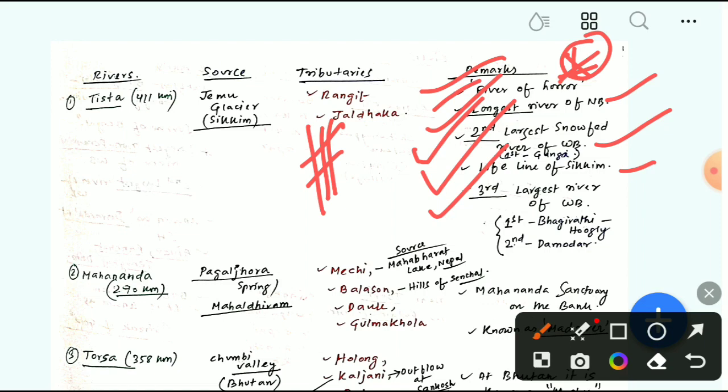Third largest river of West Bengal. So Tista is third largest. First is Bhagirathi-Hooghly, second is Damodar, and third is Tista. So important points here: it is the longest river of North Bengal, river of horror, third largest river, lifeline of Sikkim, and second largest snow-fed river of West Bengal, and its tributaries are Ranjit and Jaldhaka. So two tributaries are there, and Jammu Glacier.